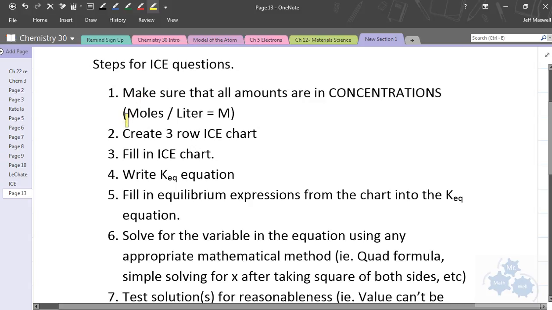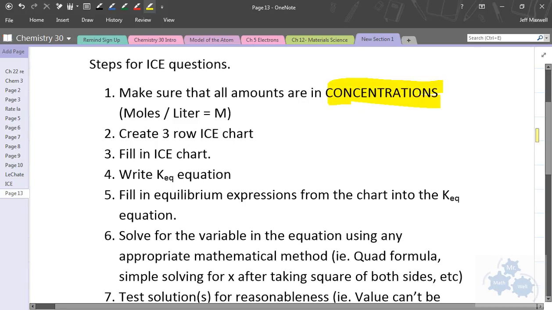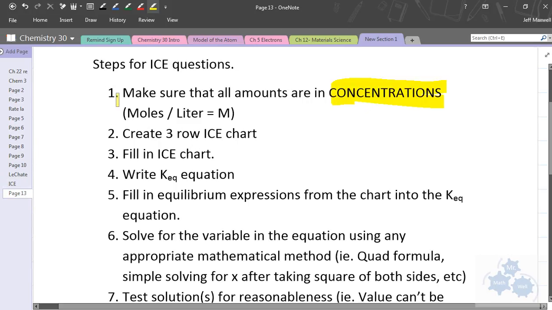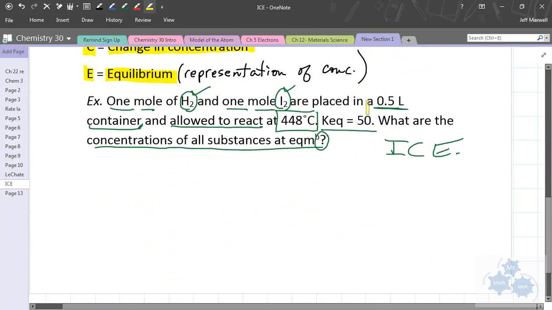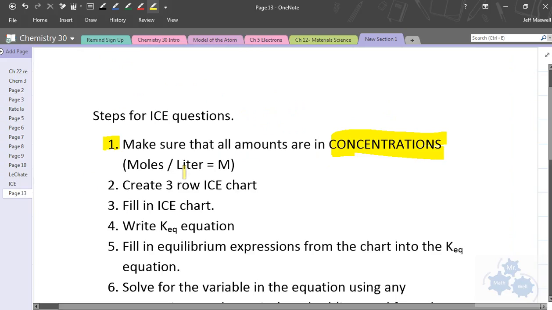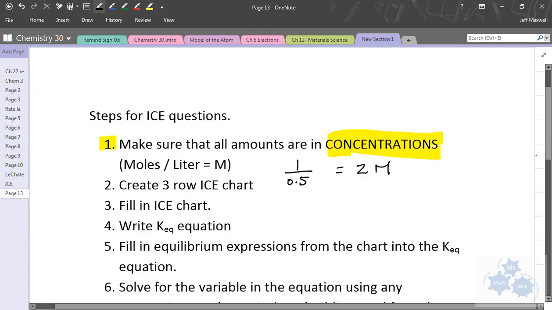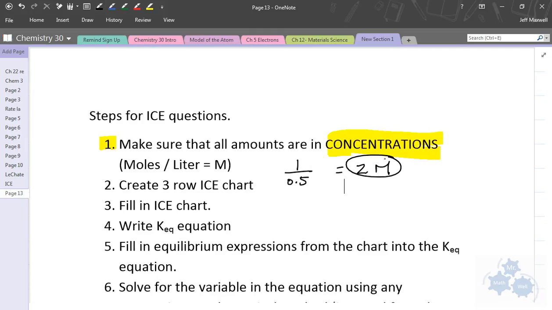Make sure that all amounts are in concentration. So we need concentrations. That's the first big step, concentrations. Number 1, moles per liter. I'm going to be flipping back and forth, sorry. But look at this. We have 1 mole and 1 mole. That's not a concentration. You have to include the 0.5 liters. So that's going to be 1 mole divided by 0.5. What's that? 2 molar. You have to know that. You have to write it in.